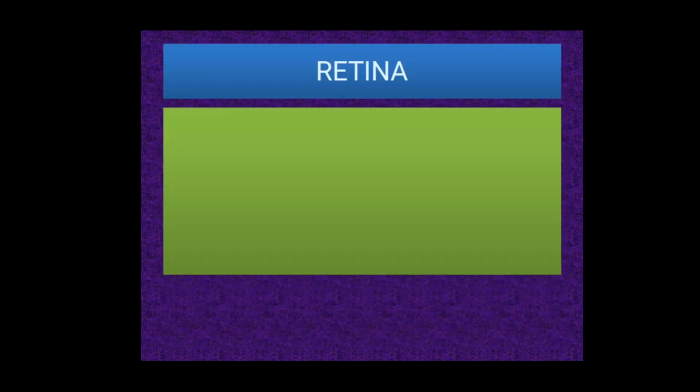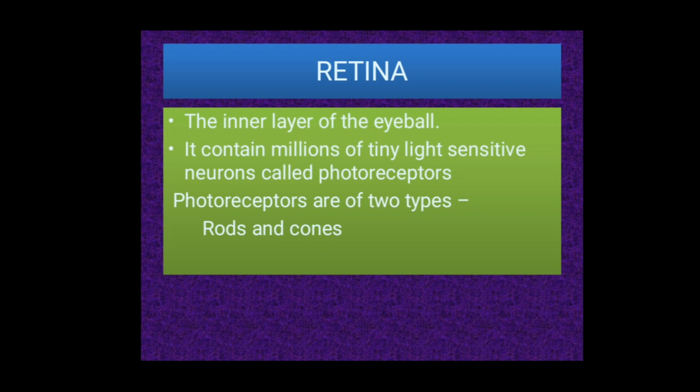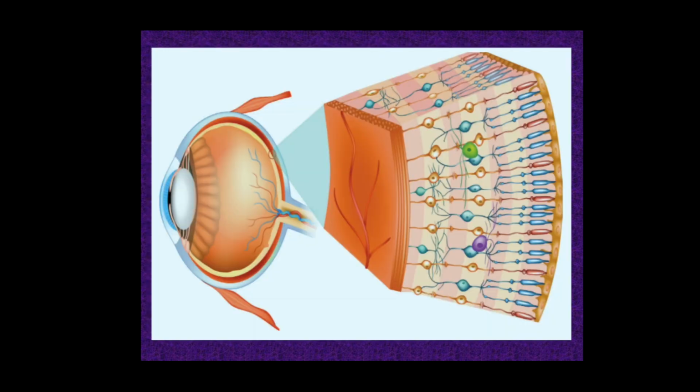Innermost layer is the retina. It contains millions of tiny light-sensitive neurons called photoreceptors. See, all the receptors are basically the neurons or the nerve cell. So, inside the third layer, that is in the retina, we have got millions of photoreceptive cells called the photoreceptors. Which are the two types of photoreceptors? Rods as well as cones.